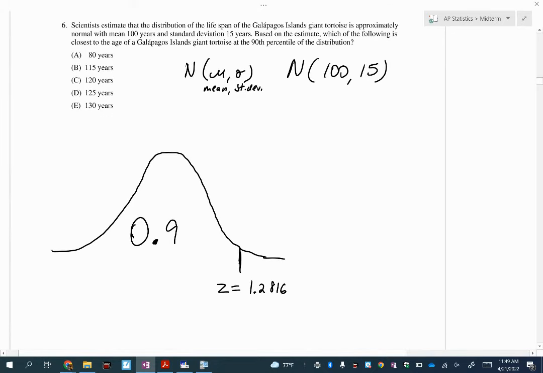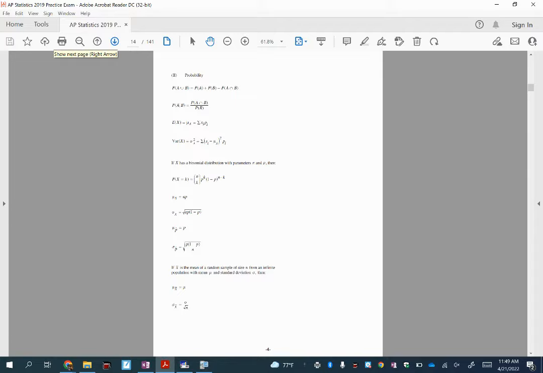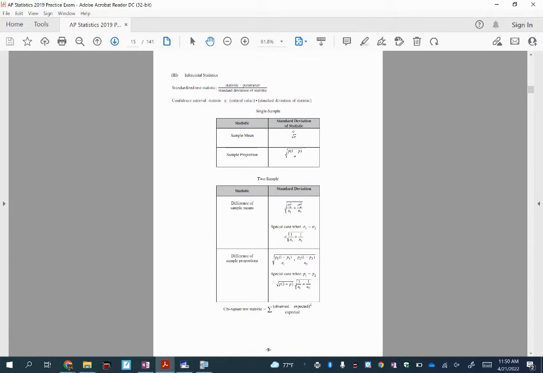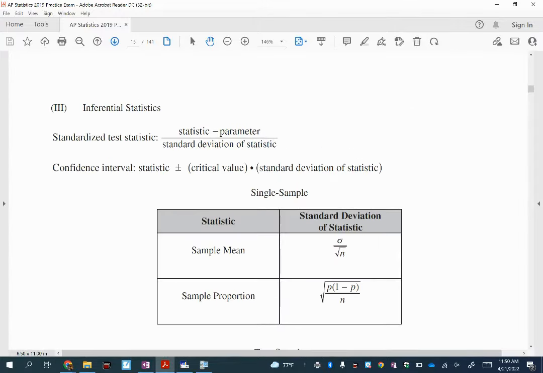So now, if this is our z-score, I'm going to use one of our formulas, and it is on the second page, if you've got your formula sheet out. I lied. It's on the third. There it is, the third page. You guys see this third page? If you're following along at home, you've got your formula sheet out. It's this very first line where it says standardized test statistic.